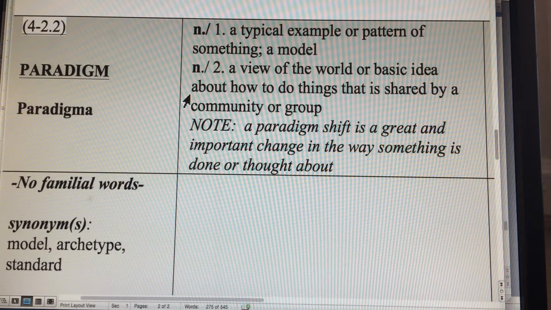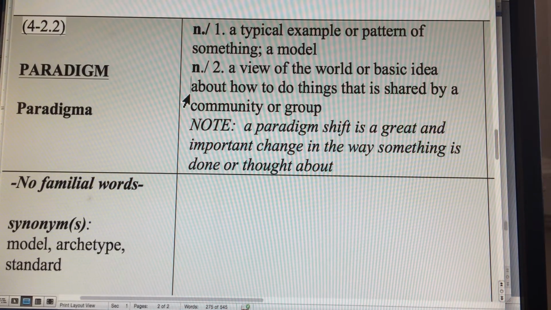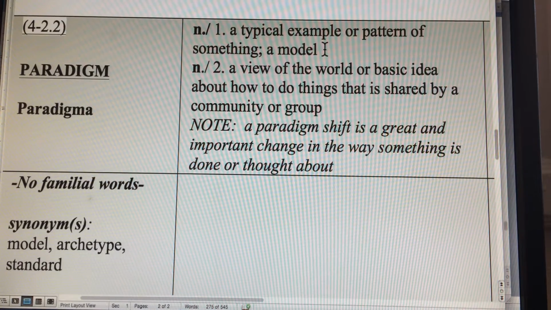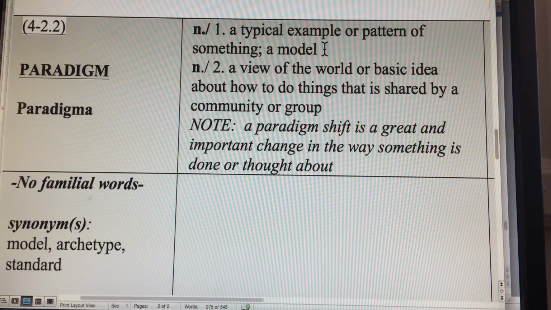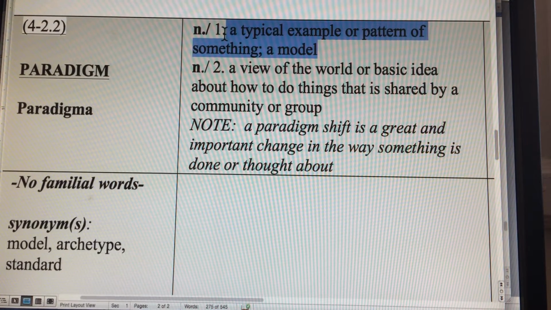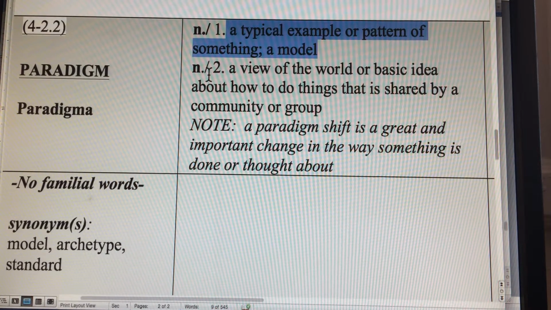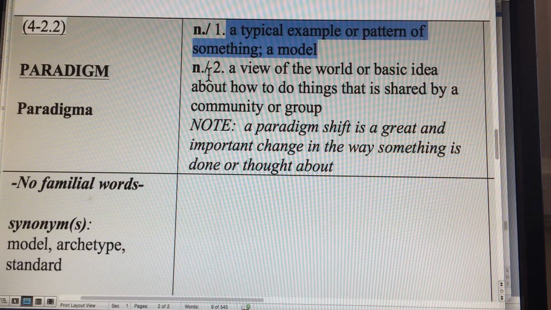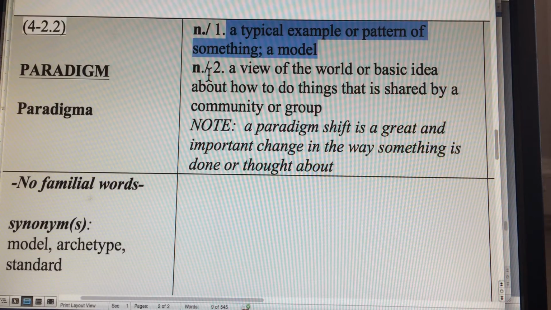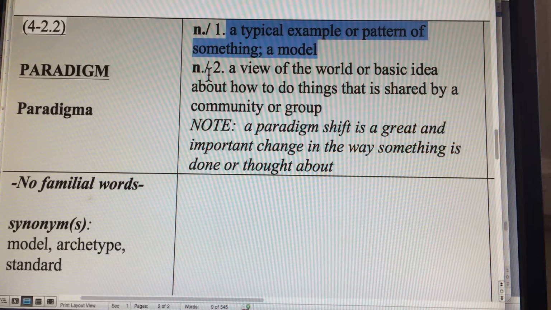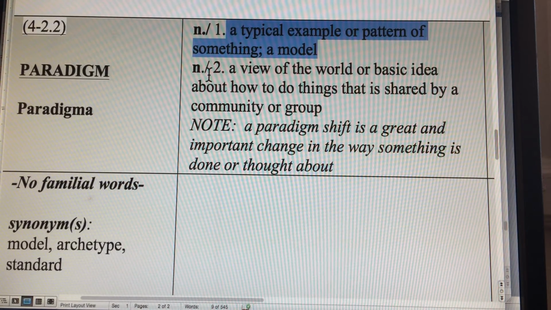We have 2 definitions, both of them nouns. And they're a little bit different, so pay close attention. The first definition is a typical example or pattern of something. A model. Okay, so if you think, what is a model? Or typical examples. Who is a model student? If we think, oh, that student over there is a model student. He represents a good student. Then he's a paradigm. Okay, or a typical student. You can say there's a paradigm.